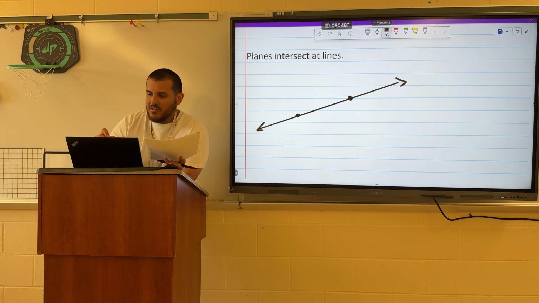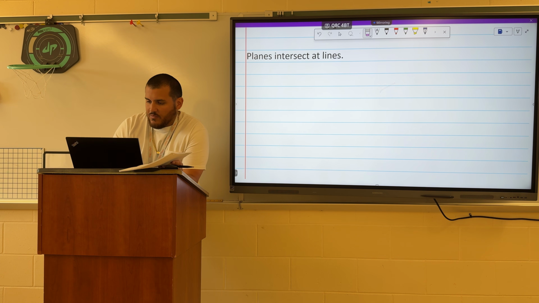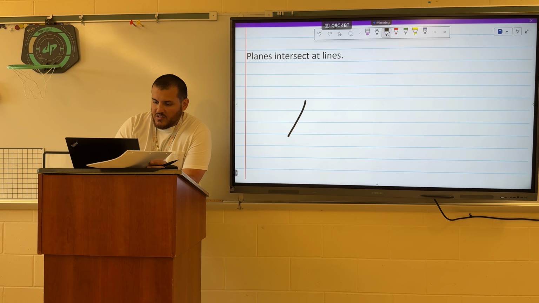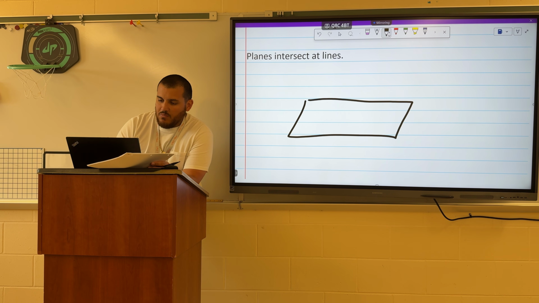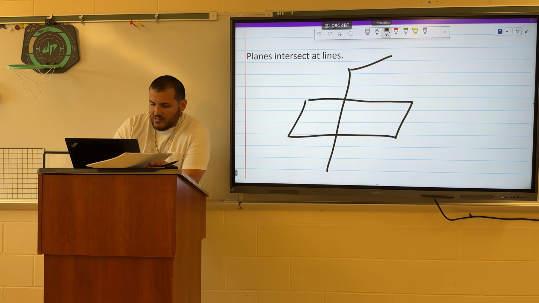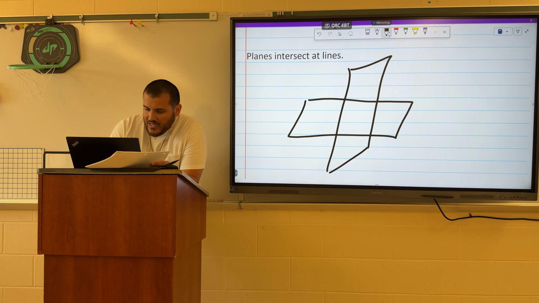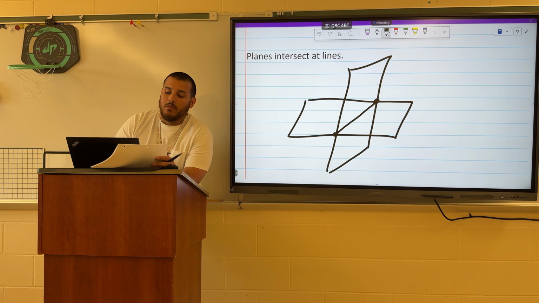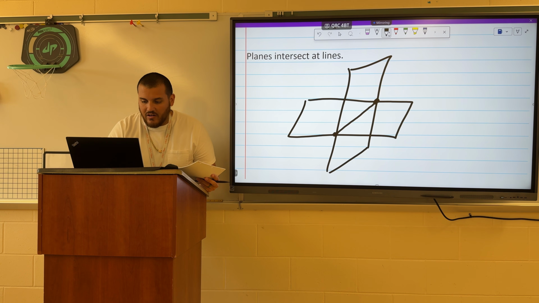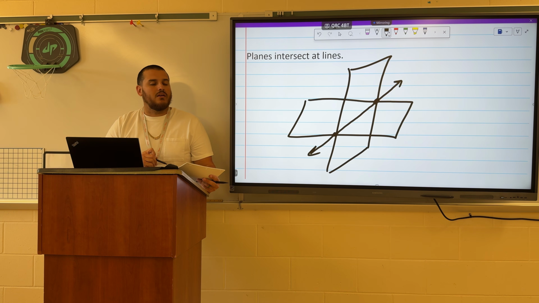I'll try to draw a little example of this for you here that hopefully you can visualize. So here's one plane, a four-sided shape. I'm going to draw another plane like this, also a four-sided shape. Again, these planes are not just meeting right here, and they're not just meeting right there, but they're meeting at all the points in between. Remember that planes go on forever in all directions, so this would be infinitely meeting each other. That line would be the intersection of those two planes.